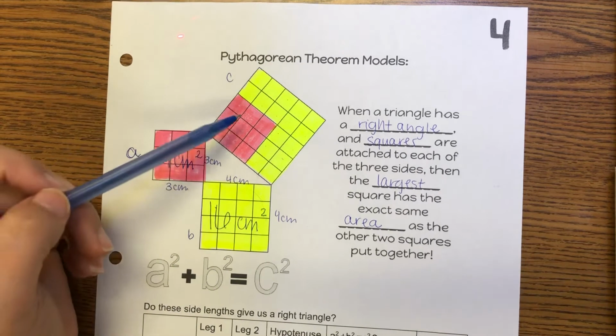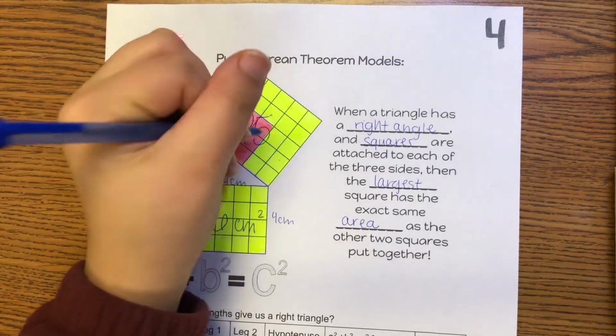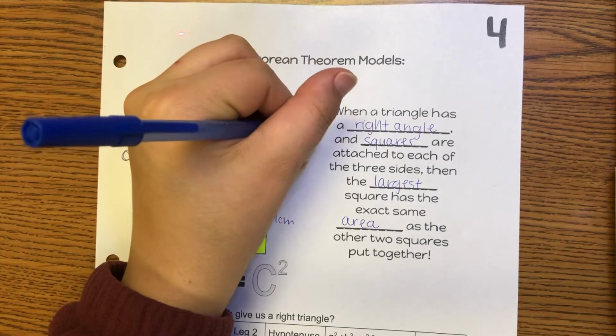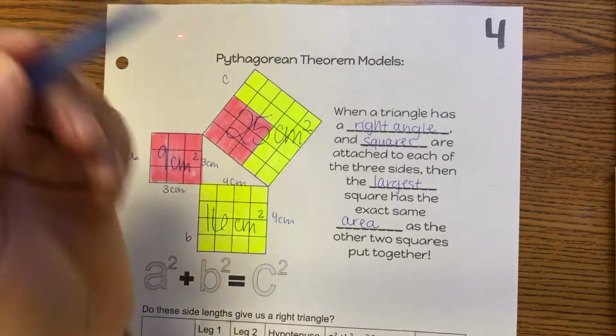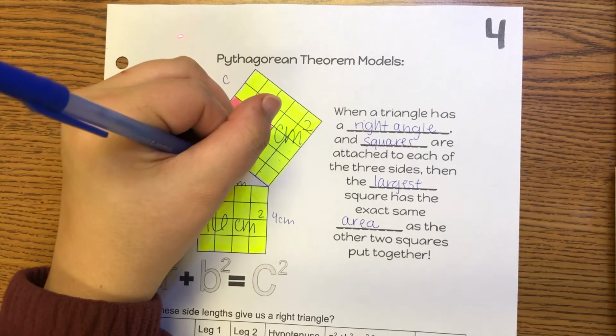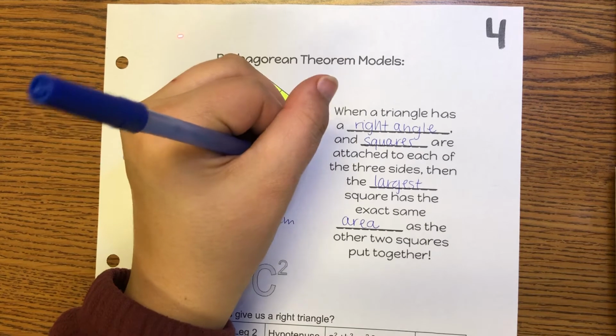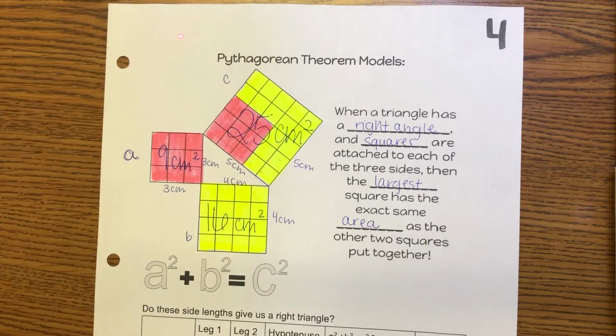So if I add all these up, 9 plus 16, I have 25 centimeters squared. And my side lengths, 1, 2, 3, 4, 5, is 5 centimeters, which makes sense because 5 centimeters by 5 centimeters is 25 centimeters squared.